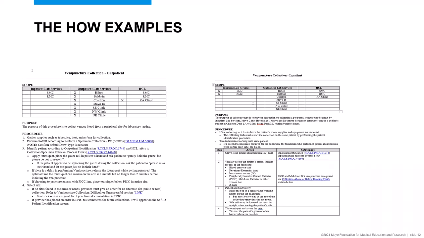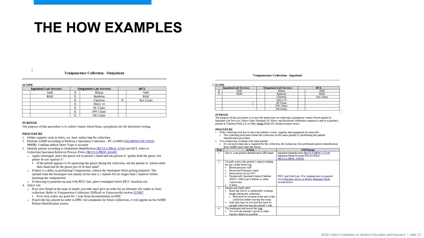Now, if you look at the inpatient setting, as you can see, there are two locations listed in the scope, which are specific to the inpatient laboratory services department or the phlebotomy collection areas. Their purpose has significantly more information because it's specific to multiple different areas within the inpatient setting. For example, the purpose of this procedure is to provide instructions on collecting a peripheral venous blood sample by inpatient lab services, Mayo Clinic Hospital on the Rochester and St. Mary's campus, and/or pediatric patients at Charlton Desk LA or Mary Bry Desk MC. Those two are mentioned even though they're outpatient collection areas, but inpatient collects in those areas because they have the trained staff on site in the hospital settings where these are located.